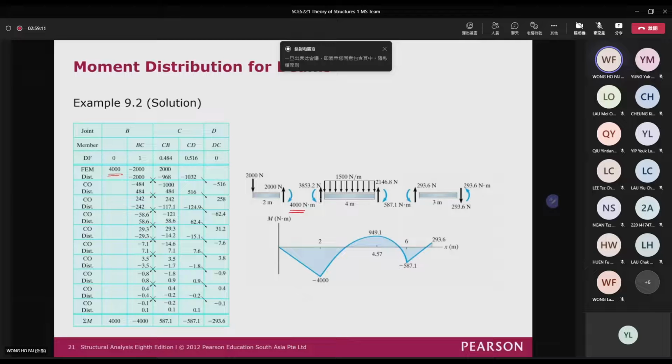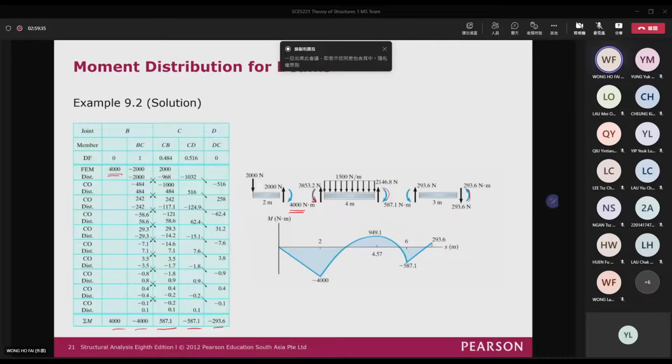And then for here, on this side, we have negative 3.2. And then for here, this one is 5x7.1. And then finally, this one, 293.6, is the result after all the analysis.